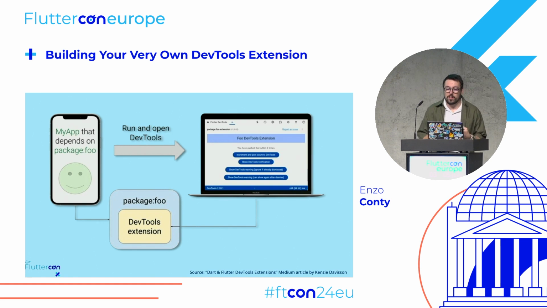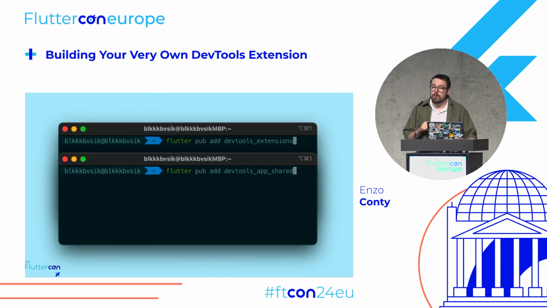All right, so now that we created all the file architecture that we need, now we can really start developing. How do we do that? It's very simple. Under the Flutter web project, we have to add two extensions: the DevTools extension and the DevTools app shared dependencies. They do different things, but they are very complementary. I'm going to speak about the DevTools app shared first, and after I will speak about the DevTools extension.